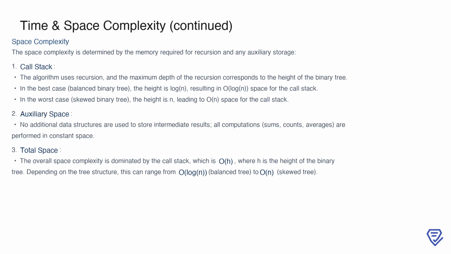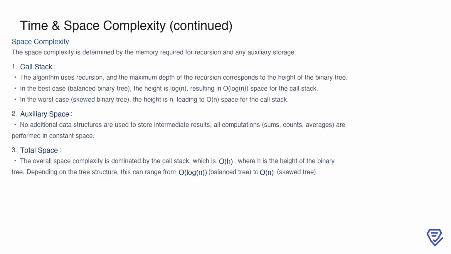Now, let's analyze the space complexity. The primary factor here is the memory used by the recursion call stack. The depth of recursion corresponds to the height of the binary tree. For a balanced binary tree, the height is proportional to log n, so the call stack would use O(log n) space. However, in the worst case, where the tree is skewed, the height of the tree becomes n, leading to a call stack space usage of O(n).